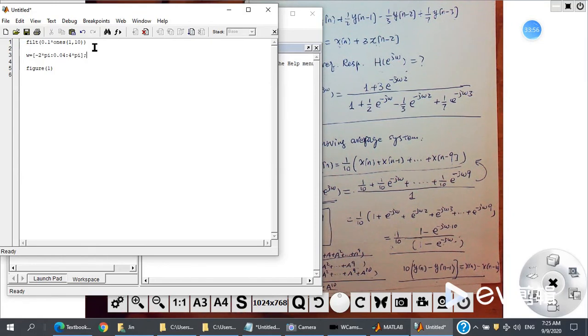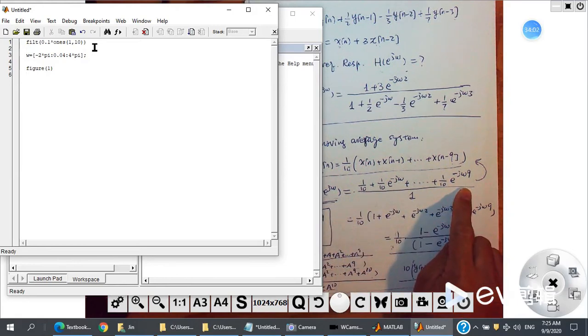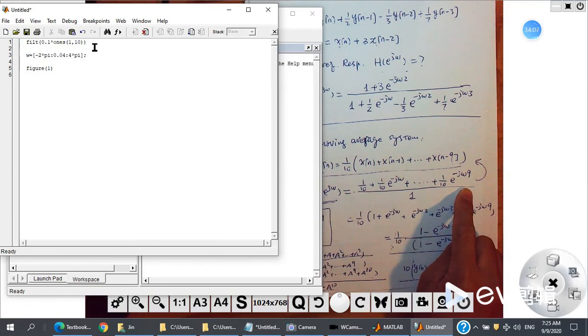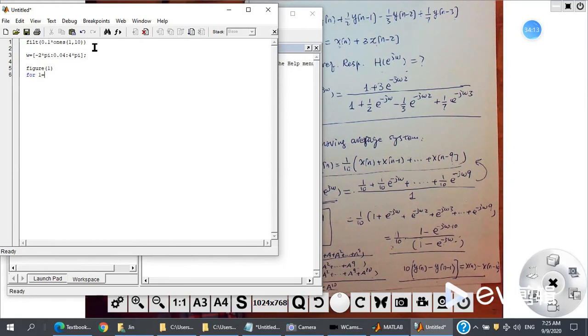Okay, I have W, and I want this one. I have 10 terms. If I write all of them together, there will be a lot. I use a loop, right? I use a for loop. For i running from 0 to 9, then I have capital H. I say capital H1 equal to. I need 1/10. Okay, I use a notation for this.